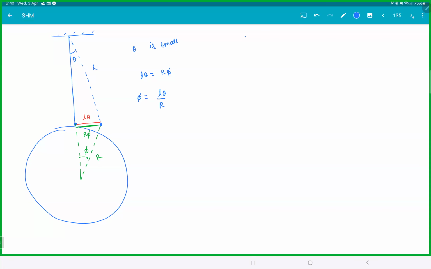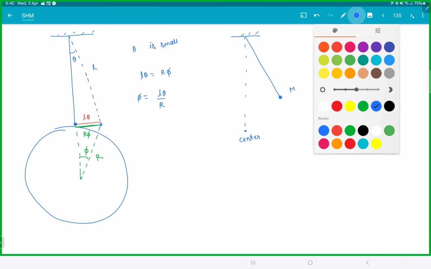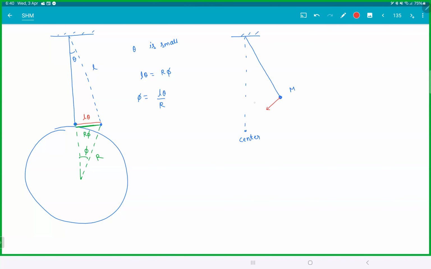Now, M is here. This is the hinge. This is the center of the Earth. Now your restoring force mg is this way. So if you extend this line here, this angle is theta, this angle is phi. We know this angle is theta plus phi.